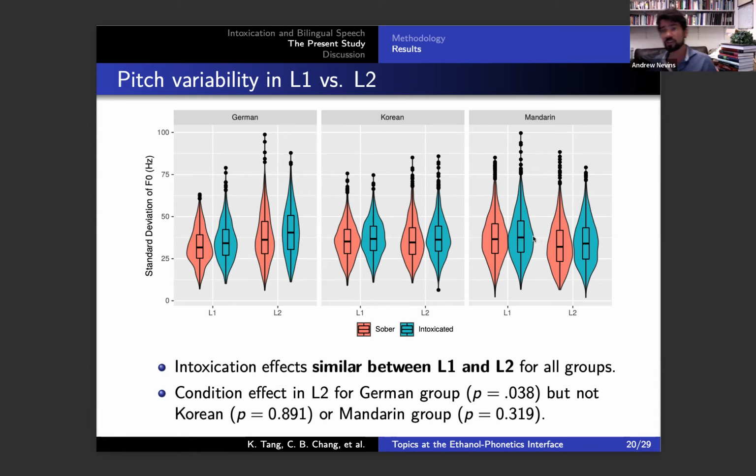Okay. What does this suggest? This suggests that if you speak a tone language, the effects of alcohol are going to be smaller on your pitch range because you speak a tone language. Speaking a tone language will, in a way, inhibit the normal effect of alcohol on pitch variability, and also in your L2 as well. So the surprising finding here is that, for example, Mandarin speakers, because they speak a tone language, do not vary their pitch more when they're drunk in their L1 Mandarin or in their English.